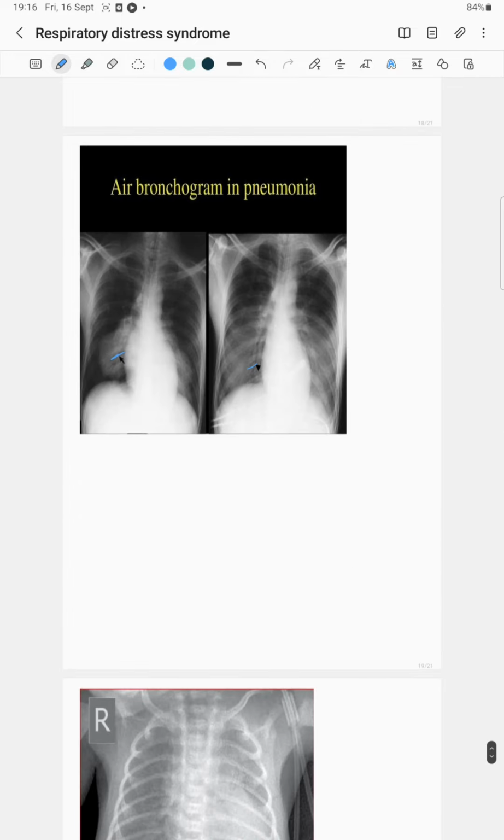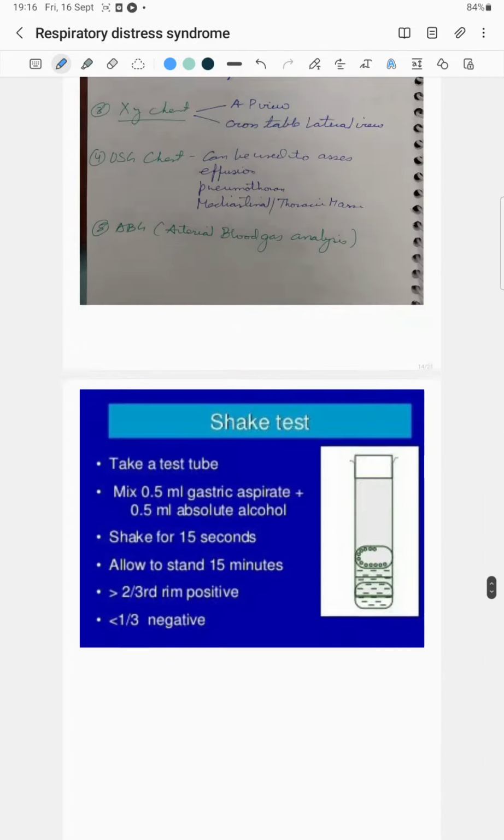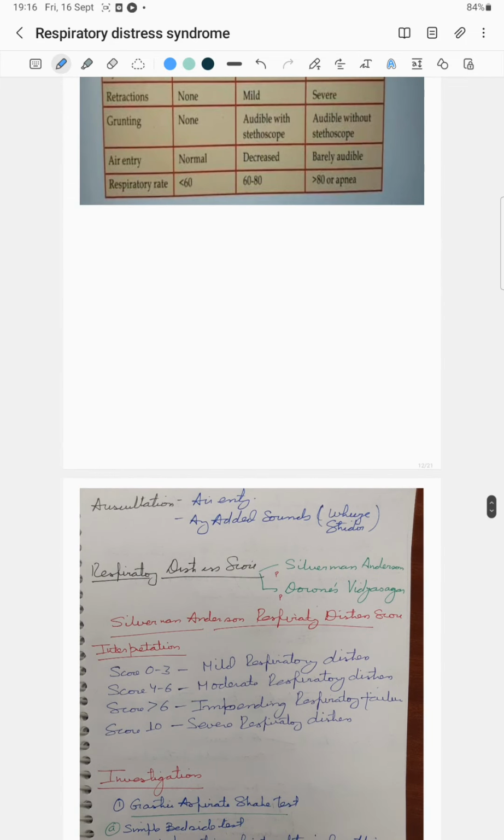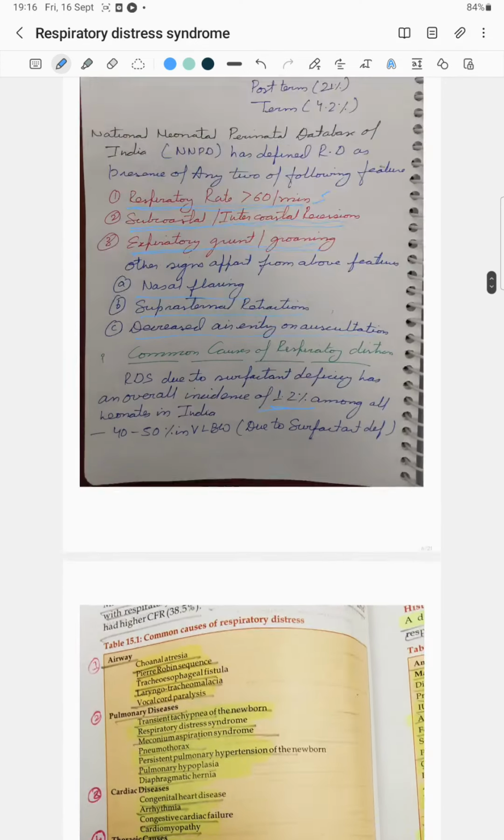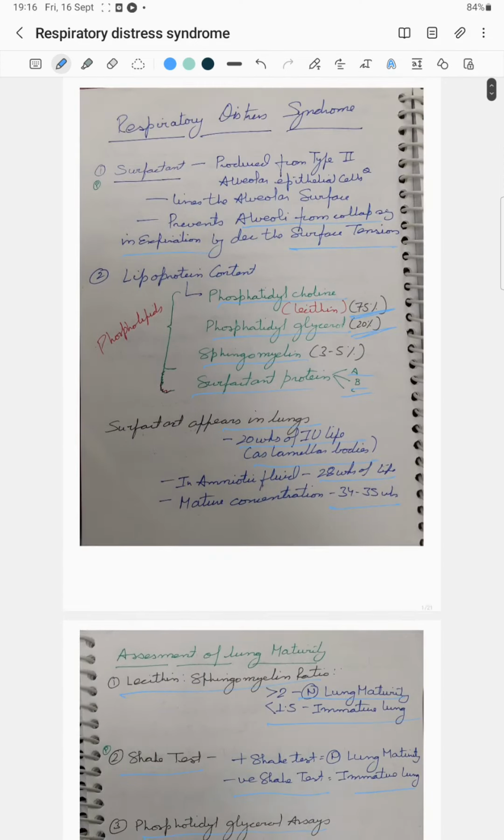Then we are done with some basic X-rays. Remember, we will deal with the treatment part like ventilation, CPAP, apnea, everything in separate videos. In a single video, it won't be helpful. So I will be making small videos for you, and I will be posting them on my YouTube channel.